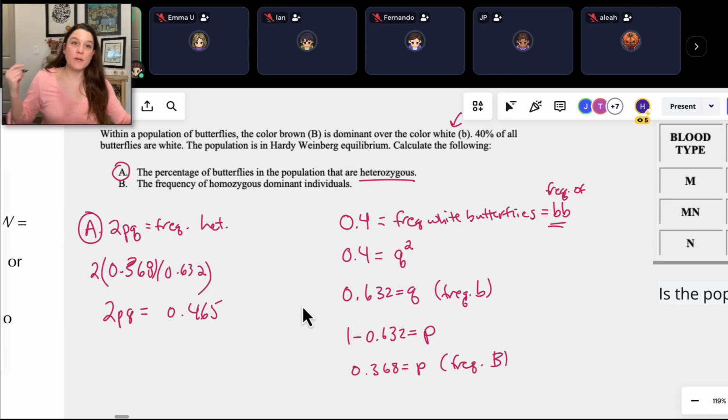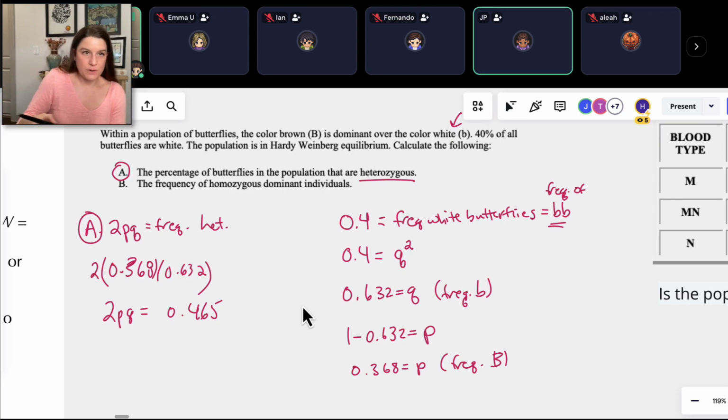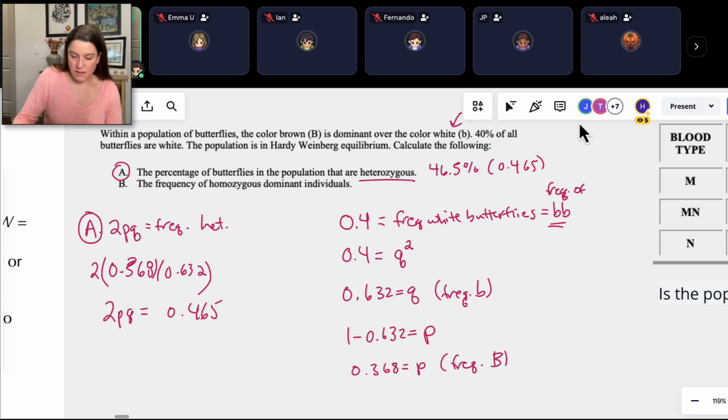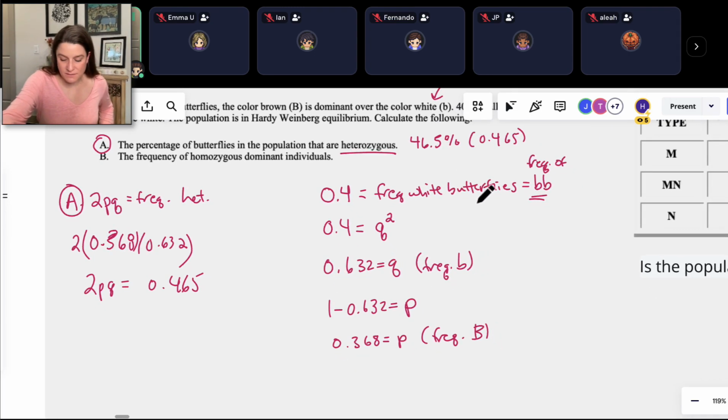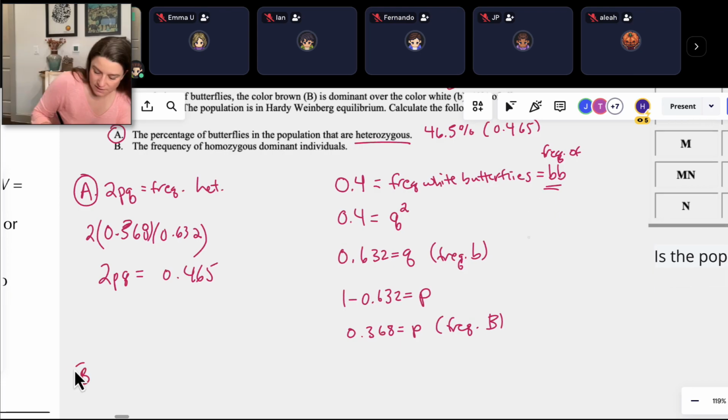0.465. And that will be the frequency of heterozygotes, but I asked for a percentage here. So to turn it into a percentage, you just move the decimal over twice, because you're multiplying by 100. So we'd expect about 46.5%, or the frequency was 0.465, of the butterflies to be heterozygotes. Okay. The frequency of homozygous dominant individuals. What's the genotype of a homozygous dominant individual?